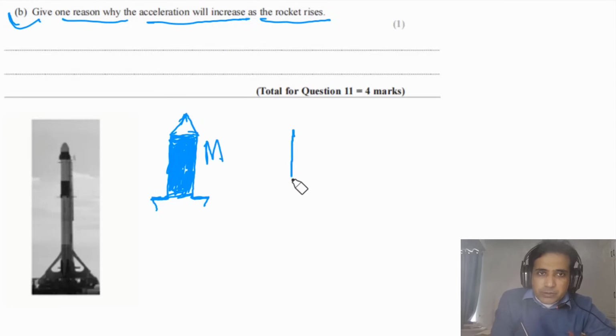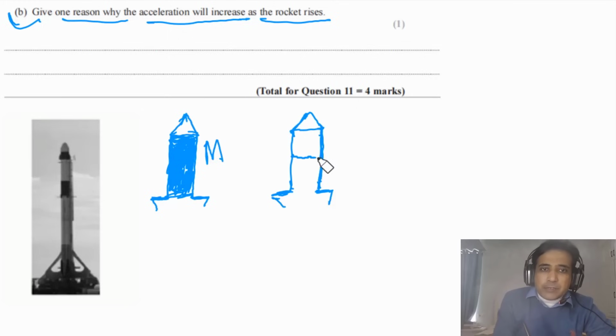Now when this rocket is rising, this rocket will use the fuel. So we can redraw this rocket now. Again, this is the rocket, and here we have the head of the rocket. Now the mass of the fuel inside the rocket has decreased because fuel is used up by the rocket. So now we can imagine the total mass of rocket and fuel is small m. So the mass has decreased.